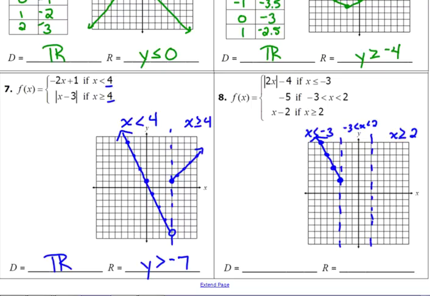Between -3 and 2, our y value is always -5. But it's not equal to -3 and it's not equal to 2, so we've got open circles on each end there.